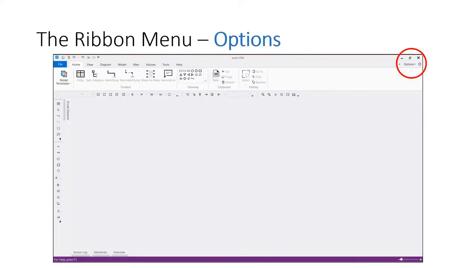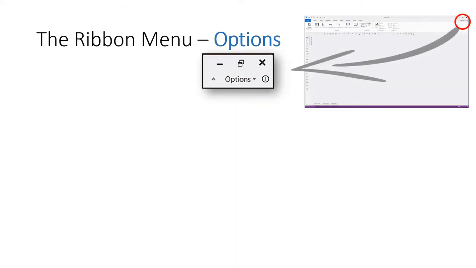Let's look at how modelers can modify and control the look and feel of the new ribbon menu UI. The controls we want to focus on are in the upper right corner of the IrwinDM window, just below the standard window control icons for minimize, maximize, and close. There are three items available in this area: an upwards facing caret, the Options menu dropdown, and the information symbol, lowercase i inside a circle.